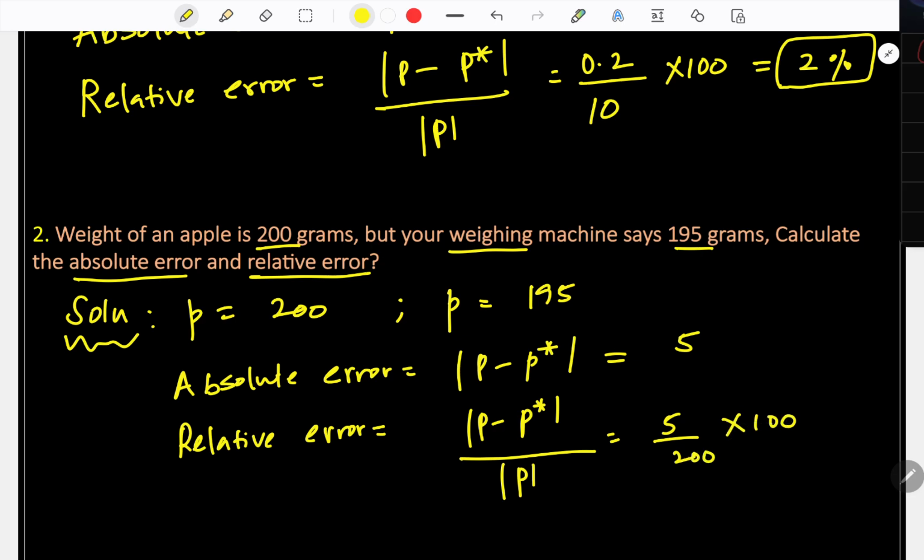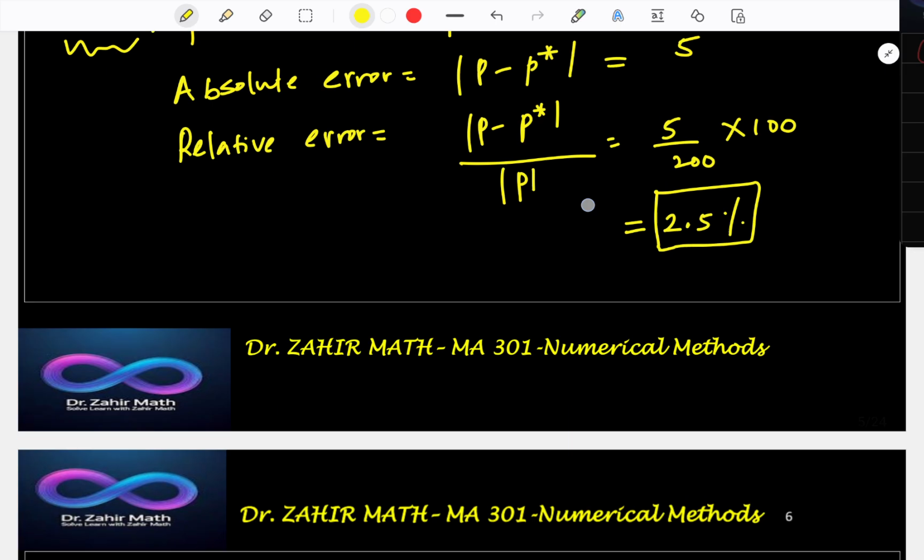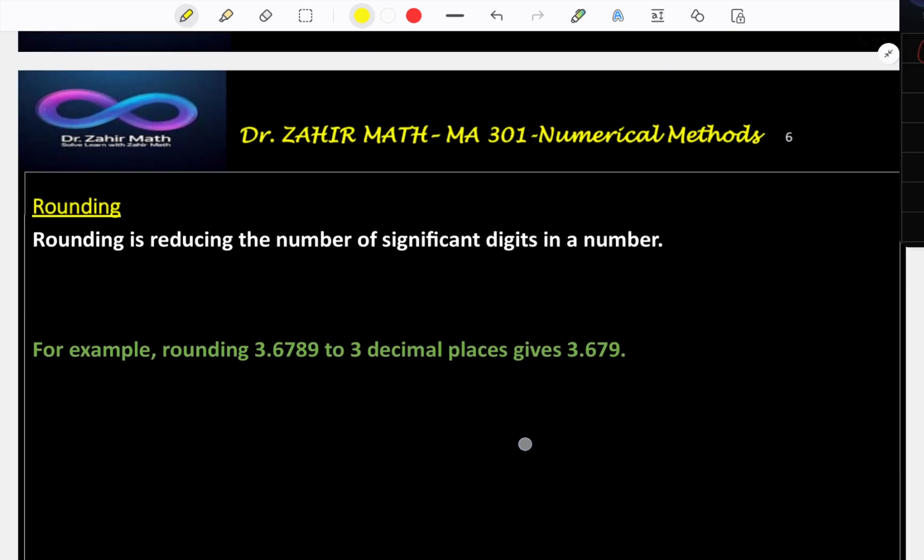And I told you, just multiply by 100. This is a usual practice. You are getting 2.5 percentage. Small number, so I'm just dividing in my mind. So I'm getting 2.5 percentage. Okay, right. So let's go to the next one.